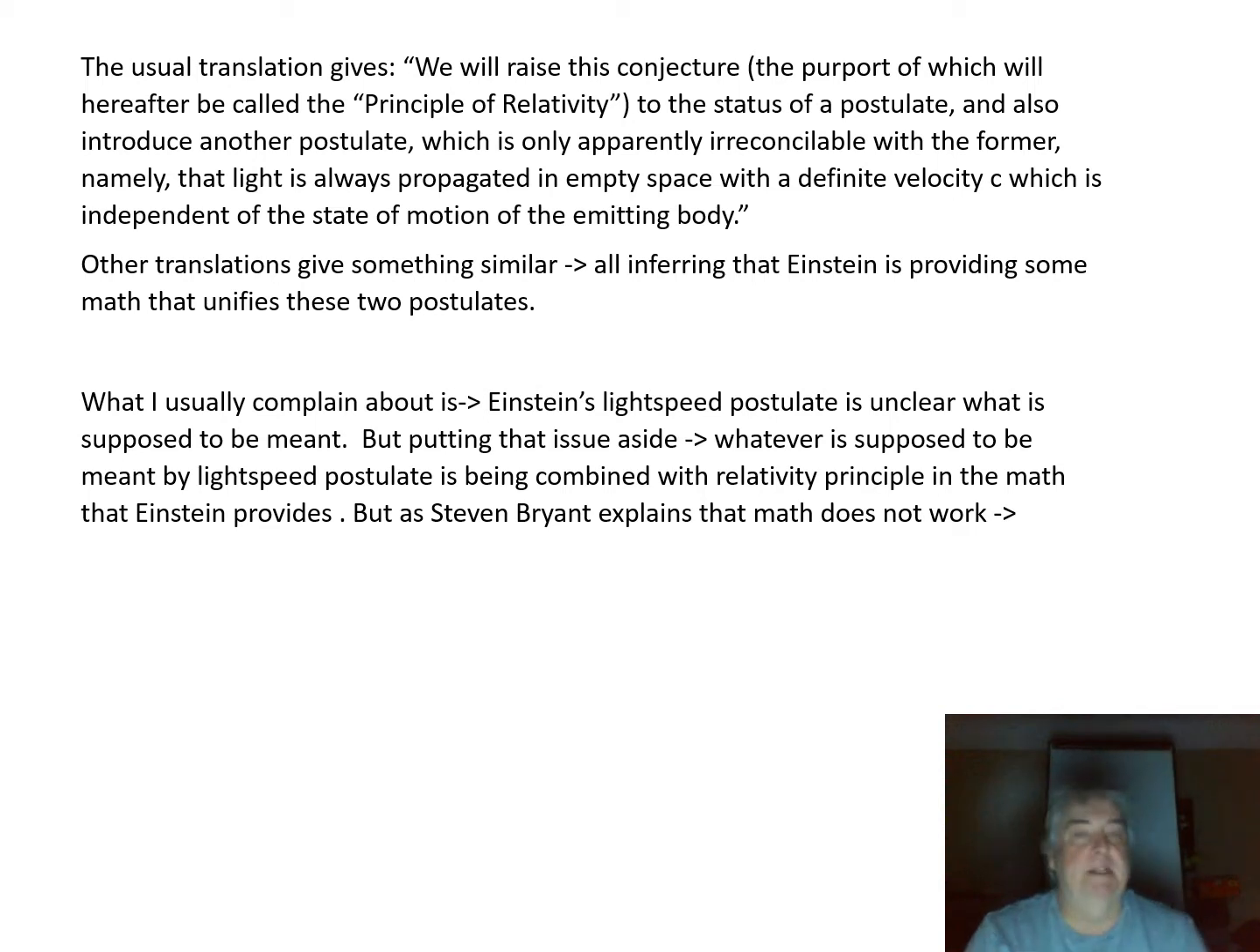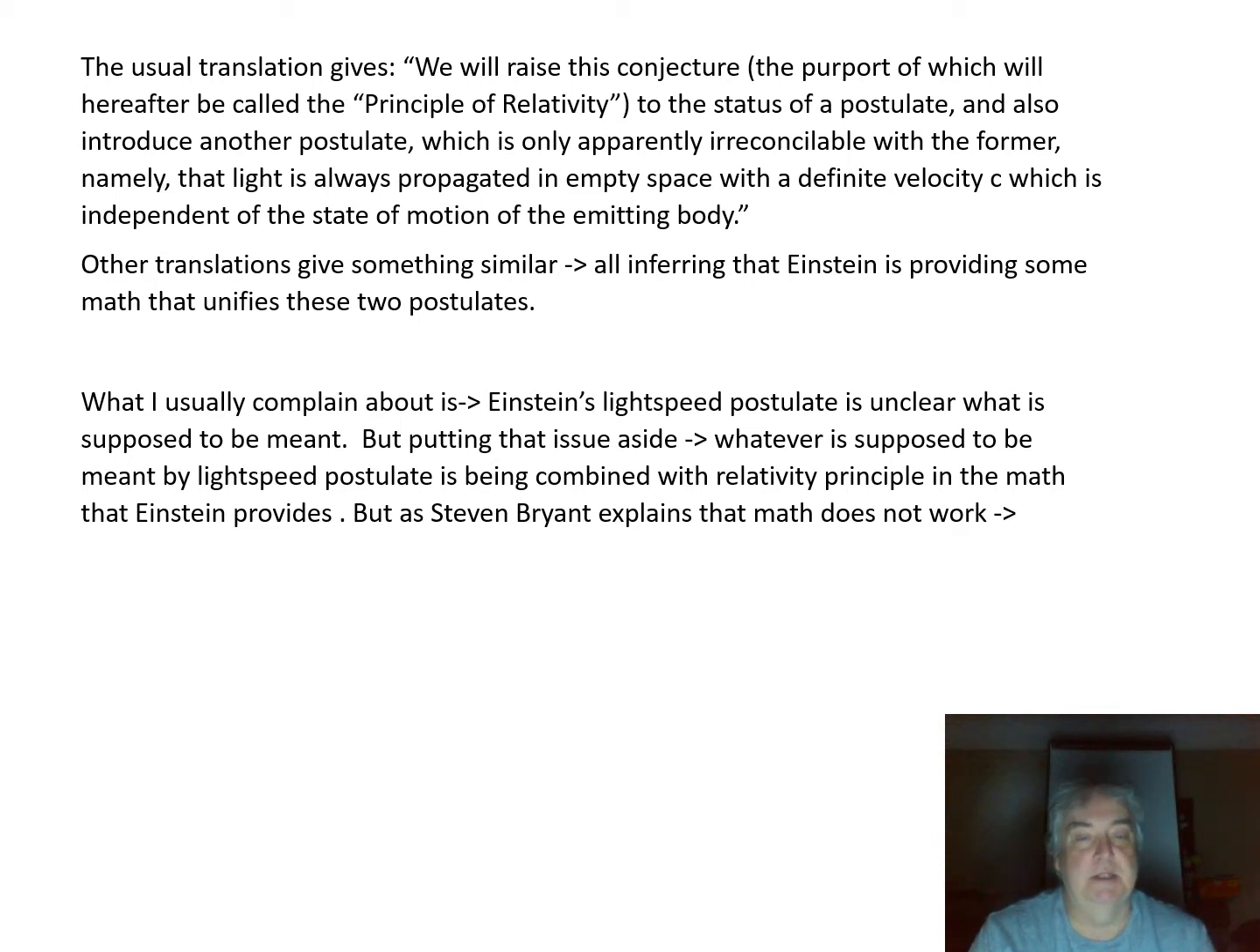So the usual translation gives us: we will raise this conjecture, the purport of which will hereafter be called the principle of relativity, to the status of a postulate, and also introduce another postulate which is only apparently irreconcilable with the former, namely that light is always propagated in empty space with a definite velocity c, which is independent of the state of motion of the emitting body.